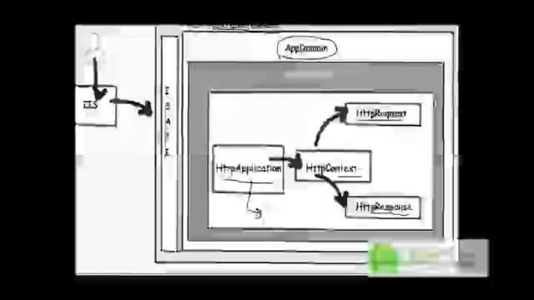So now that we have understood how the ASP.NET environment is created, let's try to understand how this request is processed. In the next video we'll try to understand how this request will be processed using this ASP.NET environment.